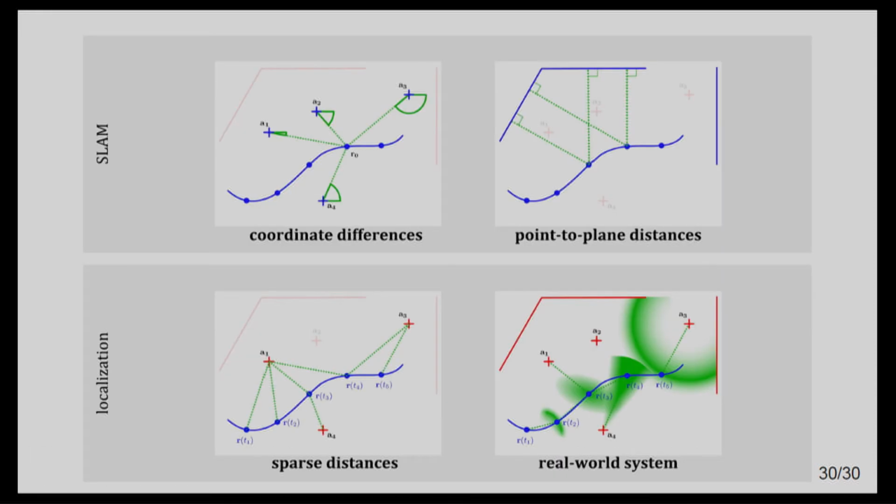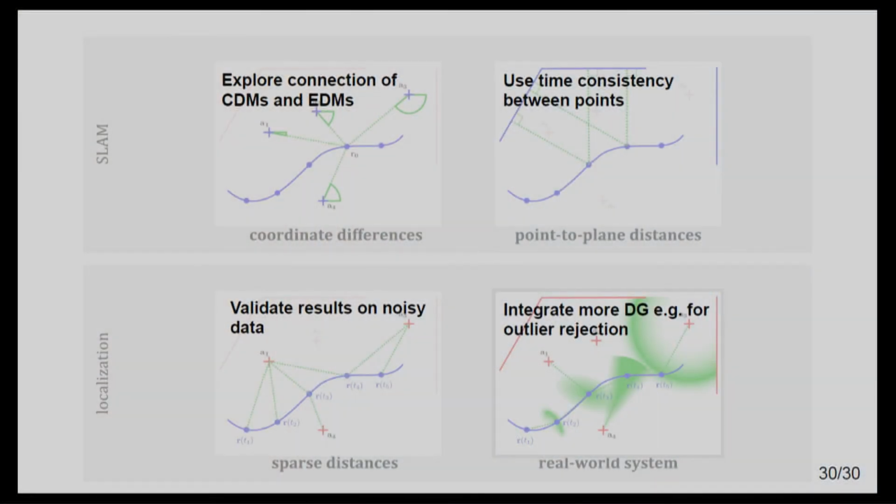This is not important. So to conclude, I have shown you these 4 different research areas that we are looking into for bringing distance geometry closer to SLAM, or SLAM closer to distance geometry. And there's still a lot to do, obviously, but here are a few ideas of open questions.